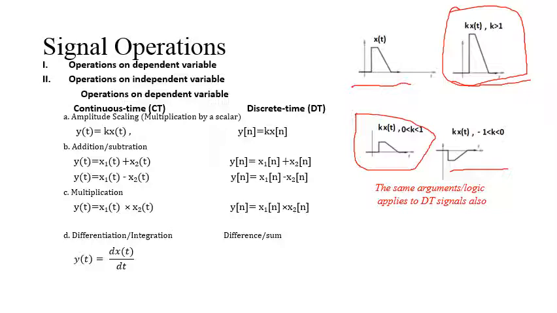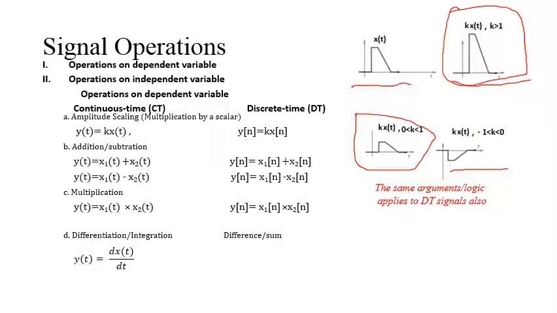Similar arguments apply to the discrete time signal. If you have a discrete time signal and you scale it by a factor of, for example, 2, then it will be the amplified version of the input signal. If, for example, k equals -2, in that case the output signal is the amplified but inverted version of the input signal, right? So this is how the amplitude scaling changes the signal.